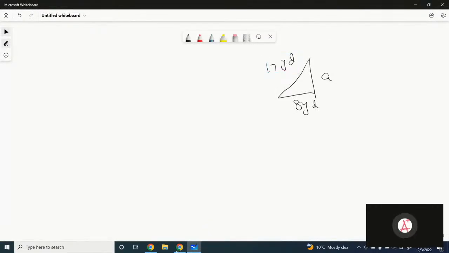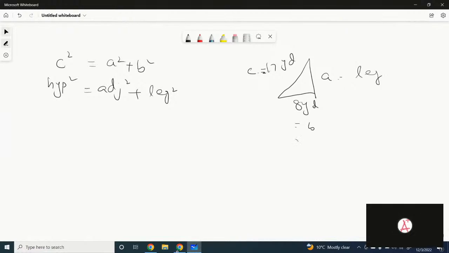So the Pythagorean theorem, it would be side C. Hypotenuse is the longest side in the right angle triangle. It would be A and it would be B. So the Pythagorean theorem says the square of the hypotenuse equals the sum of squares of the other two sides. Got it? Either you can write hypotenuse equals adjacent square plus the leg square. This is the leg, this is the adjacent, and this would be the hypotenuse. Got it?